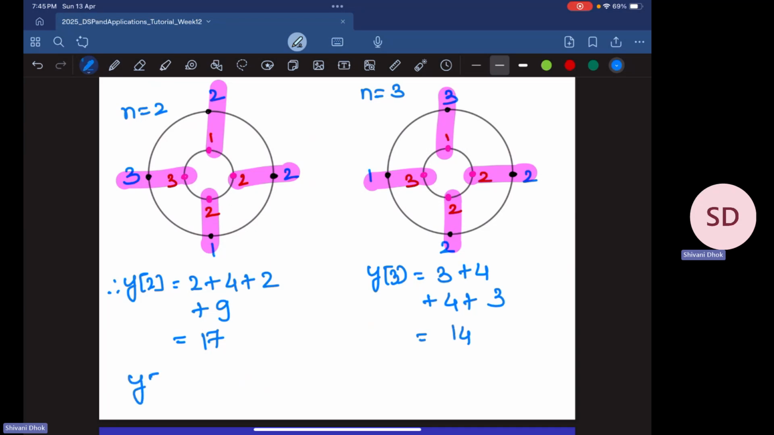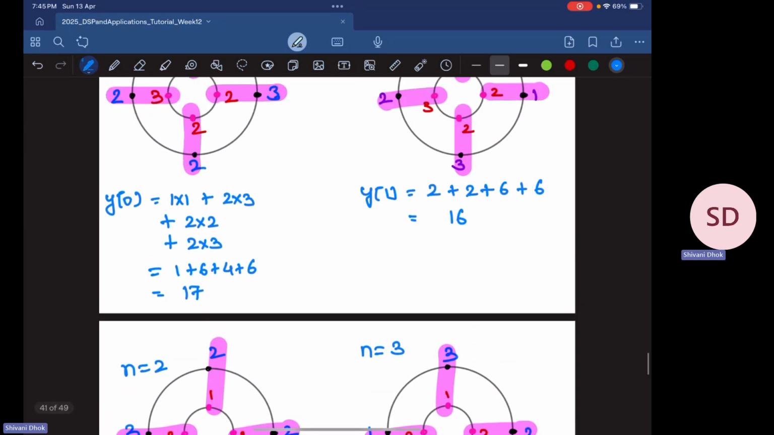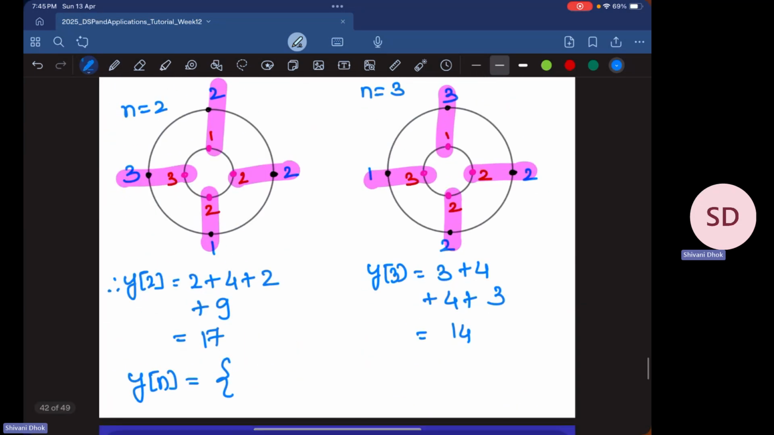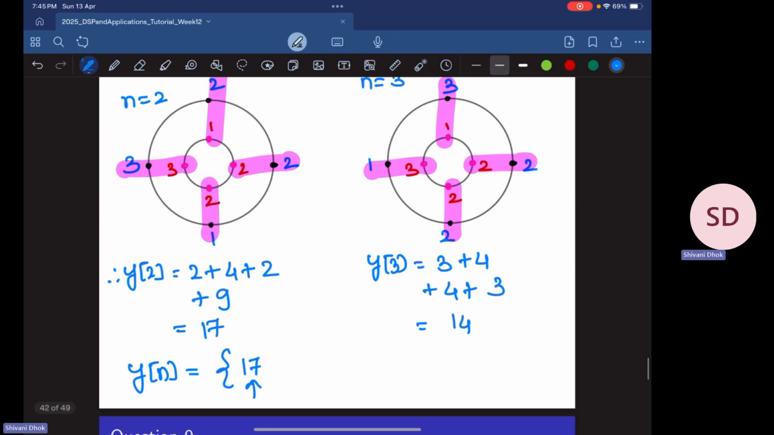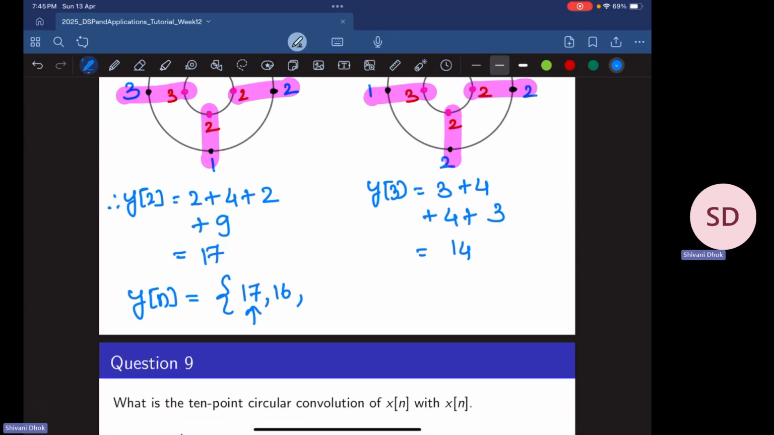So what do I get? I get a sequence of y of n, which is equal to: y of 0 is 17, y of 1 is 16, y of 2 is again 17, and y of 3 is 14.